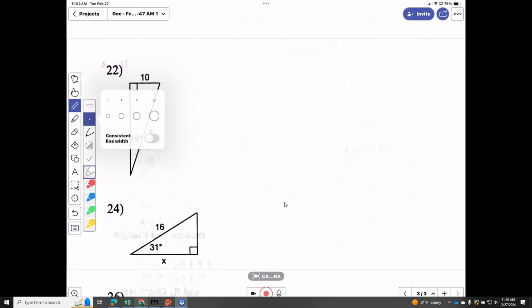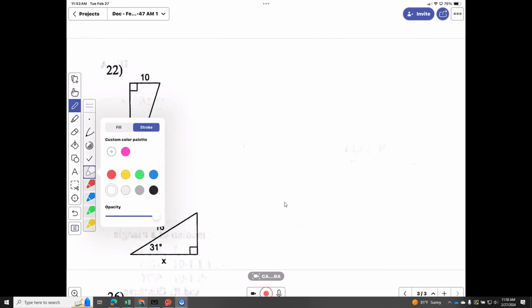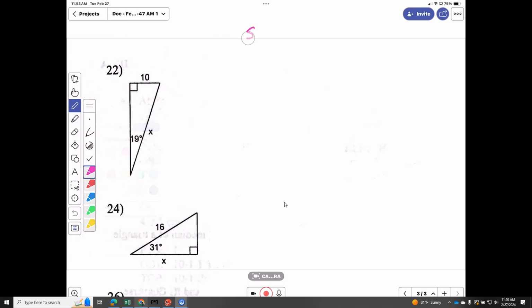Okay, so we have a right triangle, and we have to find the missing side. So I'm going to go ahead and write the mnemonic statement. So we have TOA. And I'm going to go ahead and do 22 and 24 at the same time. We always look at the angle, and you ask yourself, what do we have in relation to the angle? Well, you know we have the opposite, and we have the hypotenuse. So you got to find the ratio that uses opposite and hypotenuse, and we notice it's going to be sine.